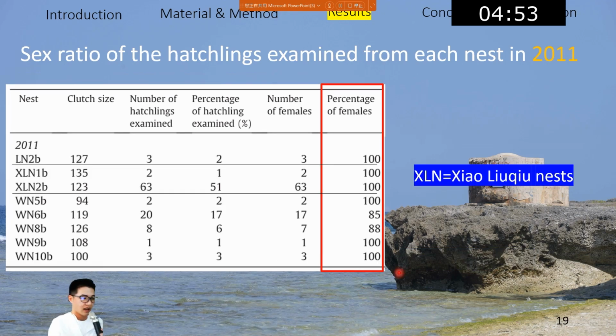In 2011, there are Lanyu, Xiaoliuqiu, and Wang-an. And the minimum is 85% of them are female. Almost all of them are girls.